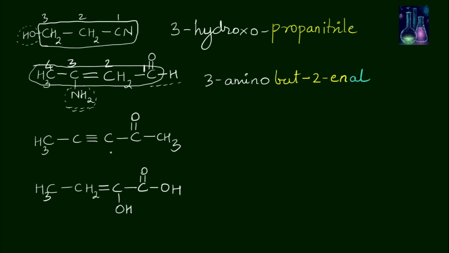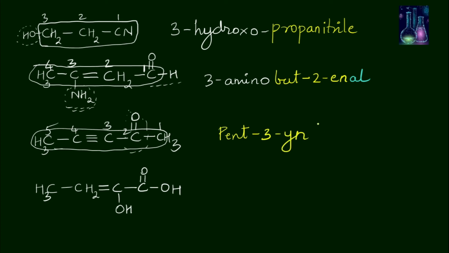Now let's try out for this. This is your longest carbon chain. 1, 2, 3, 4, 5. This is your ketonic functional group. This is a carbon-carbon triple bond. Therefore, the name of the molecule is 5 carbons, pent. Now, between 3 and 4, there is a carbon-carbon triple bond. Therefore, hyphen 3 hyphen yne. But the E is replaced by one. So therefore hyphen 2-one because it's on the second carbon.